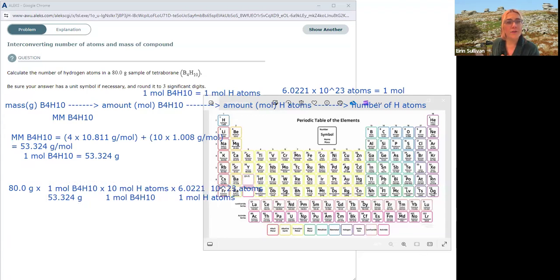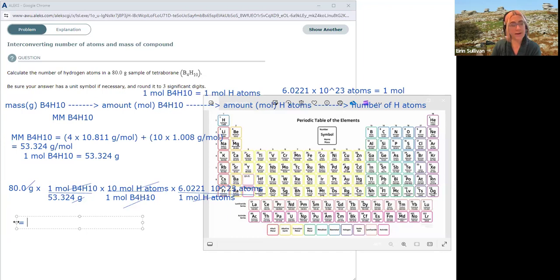And then if I just draw this in real quick so you can see what is cancelling, okay? So again, this corresponds to this last arrow here in our plan. So mass in grams cancels out, moles of B4H10 cancel out, moles of hydrogen atoms cancel out, leaving us with the number of hydrogen atoms. So let's see, it should be a lot, right? So if you're trying to mentally think, did I do this right or not? You're expecting a large number, usually if you're trying to calculate the actual physical number of atoms.